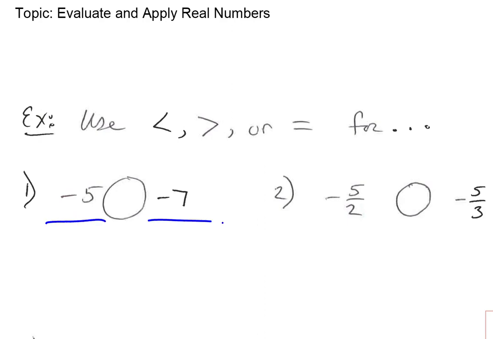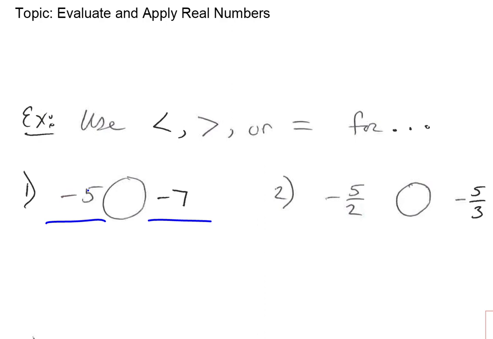We want to put the symbol in between these numbers that is fitting. In other words, is one of them greater than the other? Are they equal? And so on. Well, since they're both negative, we have to be careful about the number line. When they're both negative, it can be a little deceiving or easy to get turned around here. It turns out that -5 is actually less negative than -7.